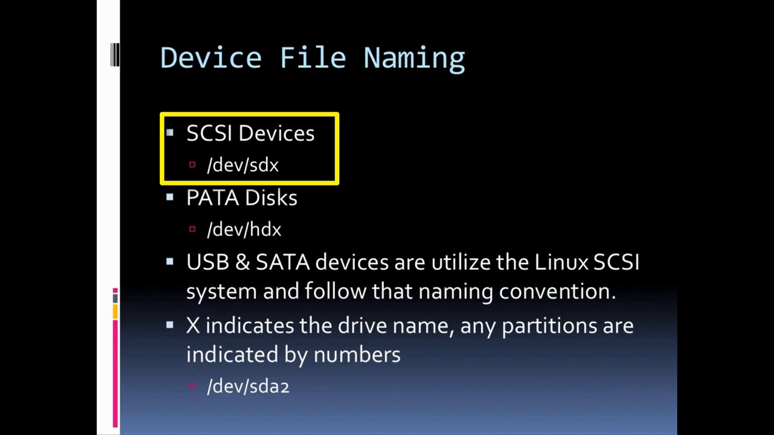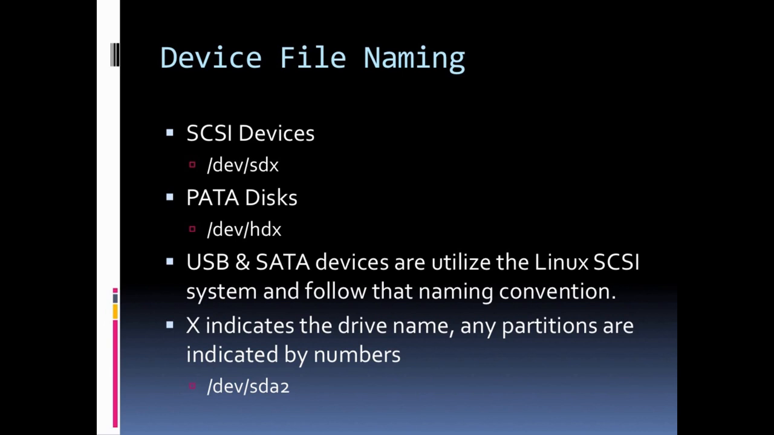Remember, that's that special directory we just looked at, followed by SD. If you have one hard drive in your machine, it'll be SDA. If you have two hard drives, you'll have SDA and SDB. If you have three, it'll be SDC. So the last component, the letter X here, is what would change to indicate the drive you have.